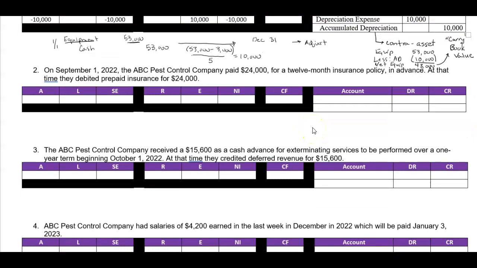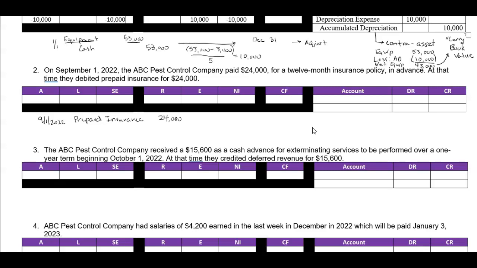I like to analyze the information, make sure we do everything correctly. So on September 1st of this year, 2022, they went in and purchased an insurance policy. So what they would do there is debit prepaid insurance. My writing's not the best with this tablet, so y'all just have to bear with me. So prepaid insurance for $24,000.